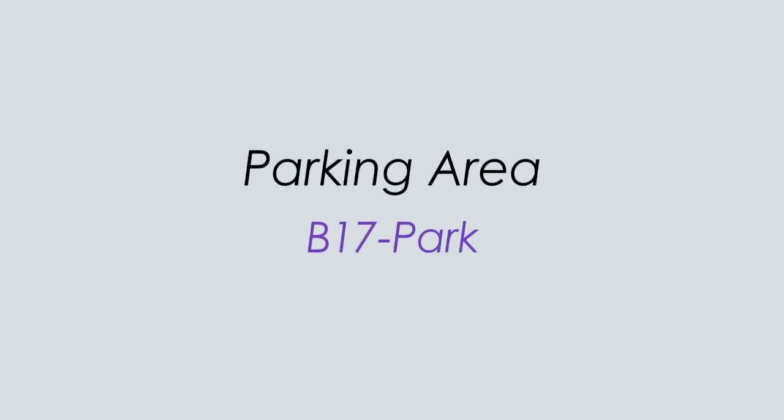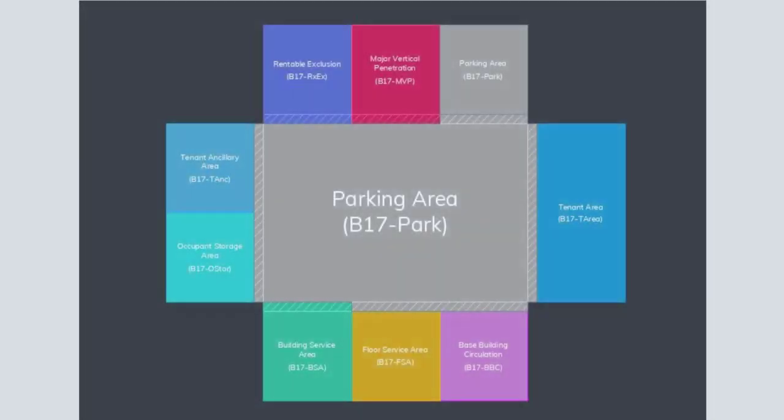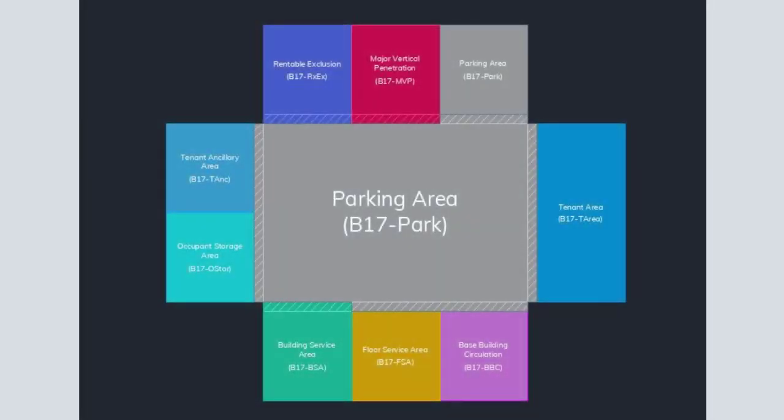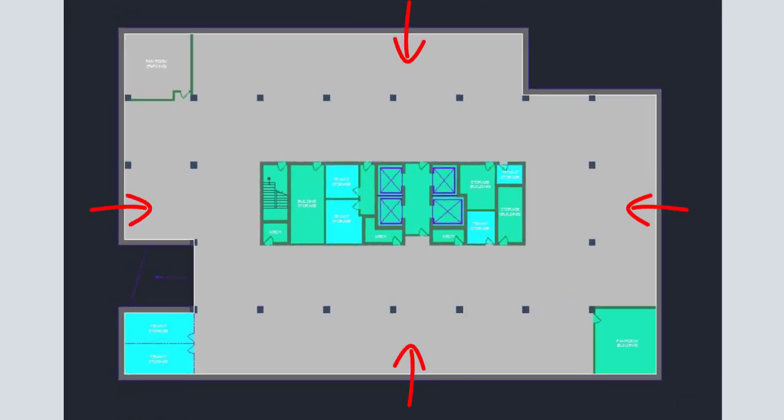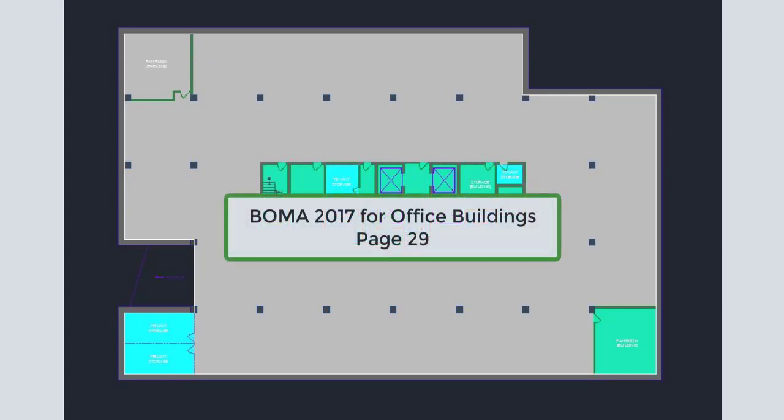Parking area, B17-Park. Parking areas take wall priority over all space classifications except rentable exclusions, MVPs, and BSA, but should only be polylined when it exists within a structure or beneath a building. Rooms or areas that specifically service parking are also considered parking area and are polylined using this layer. More details on parking area can be found in BOMA 2017 for office buildings, page 29.